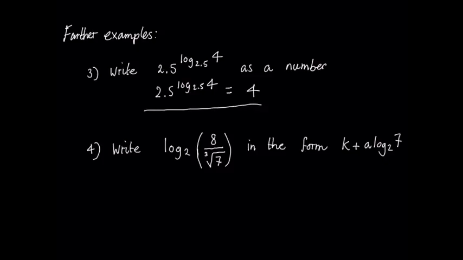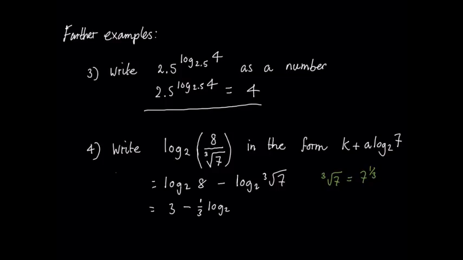In the final example, we're going to write log to the base 2 of 8 over the cube root of 7 in the form k plus a log to the base 2 of 7. So we'll start by writing this as log 2 of 8 minus log 2 of the cube root of 7. We know that the cube root of 7 can be written in index form as 7 to the power of 1/3. So we can now write log to the base 2 of 8, which is going to be 3, minus 1/3 log to the base 2 of 7.